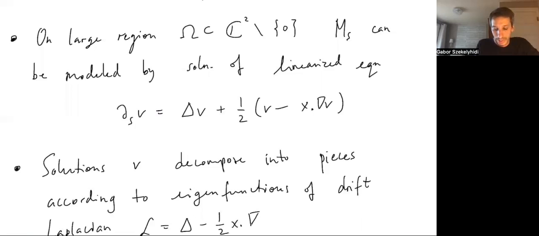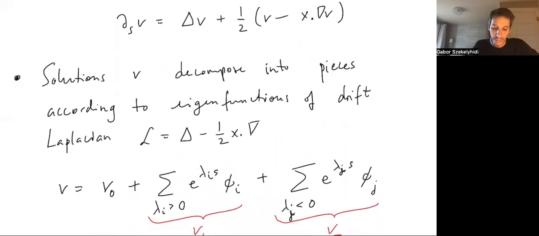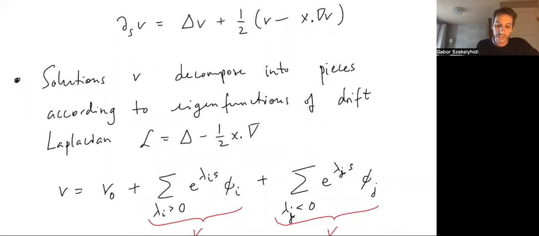And then what you should imagine is that we're trying to say that our flow Mt has behavior that's very similar to a solution of this linear equation. And this linear equation is an equation on our tangent flow, which is a union of two planes. Okay, so one would like to then understand what are solutions to this drift heat equation on the union of two planes. Well, we can decompose the solution V into pieces according to eigenfunctions of the drift Laplacian.